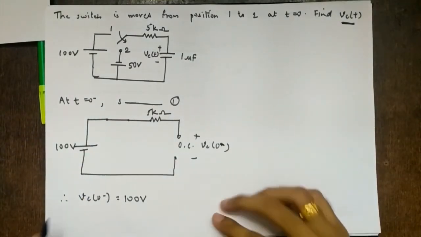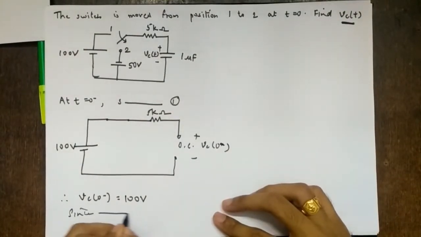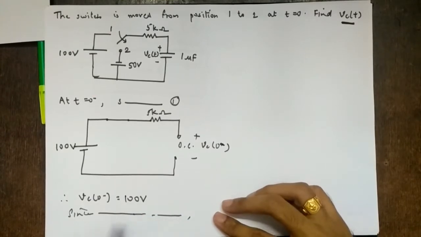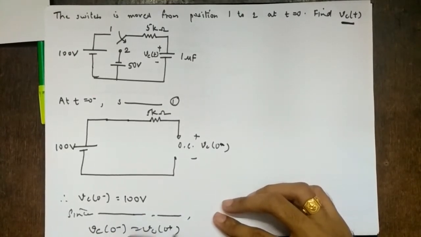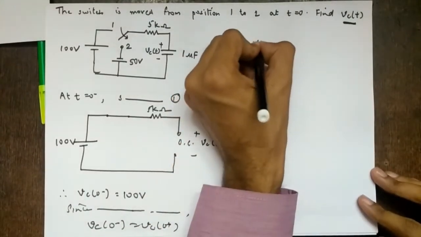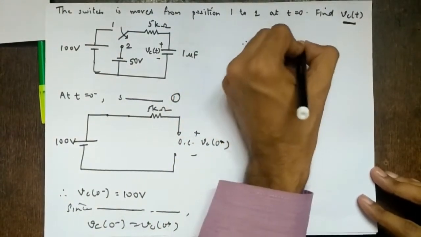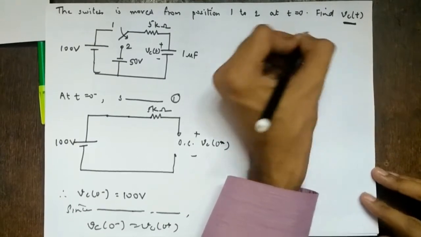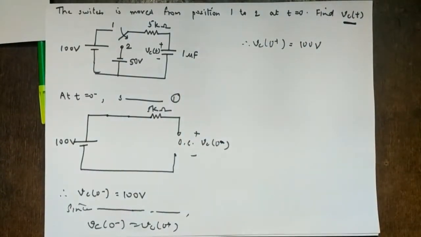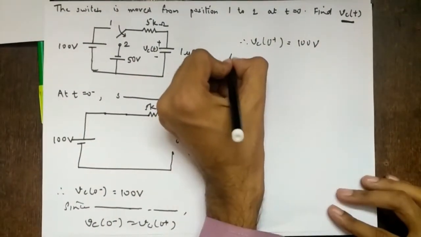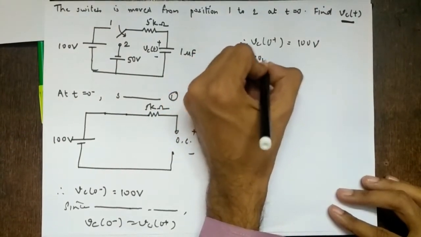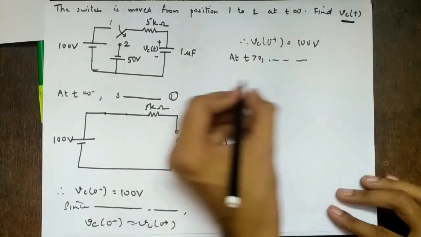You will get it. Then we'll say again, since voltage across a capacitor cannot change instantaneously, Vc of 0 minus equals Vc of 0 plus. Therefore Vc of 0 plus equals what? 100 volts. Then what will we do? Next step, as usual, t greater than 0. At t greater than 0, the switch is at position 2.